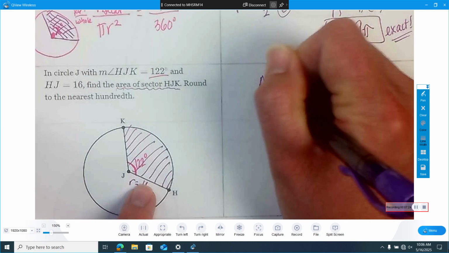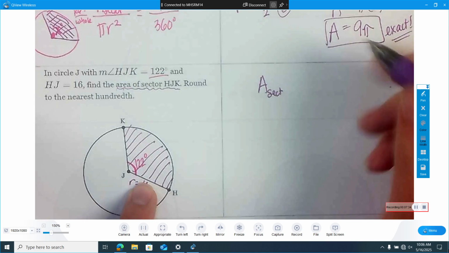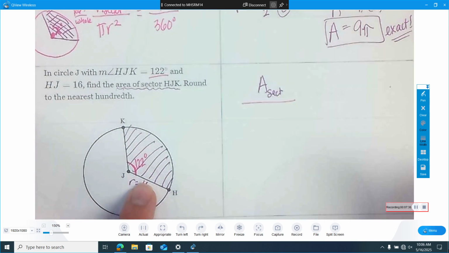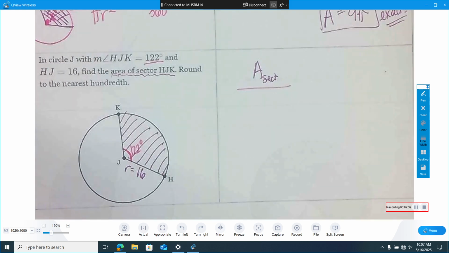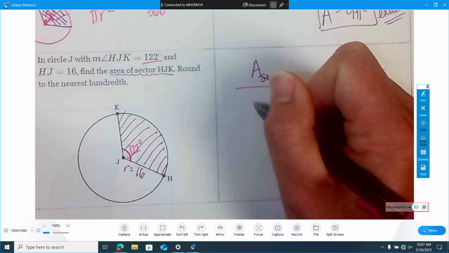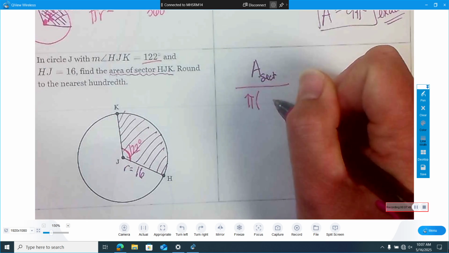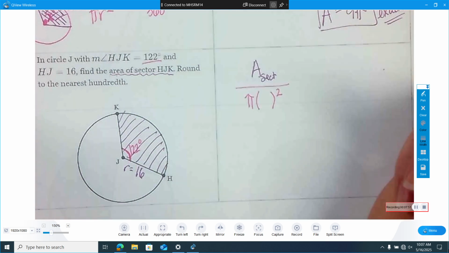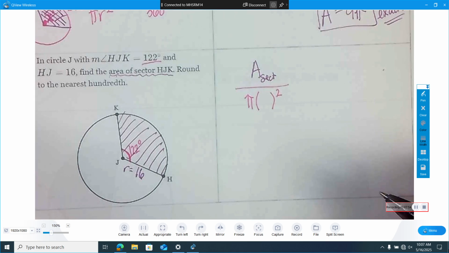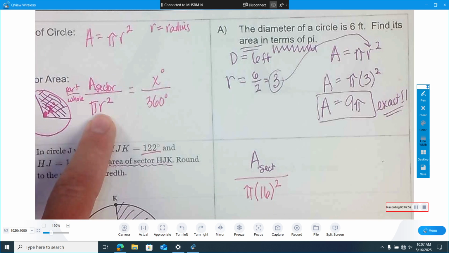I'm going to just do A sub S. That's what I'm trying to figure out. Sector. We can write sector, sect if you want, yeah? Area of the sector over, what's the total area of the circle? Pi times r squared. All right. What is our radius? 16. Okay. So again, I'm using this model, and all I'm doing is plugging in our radius.